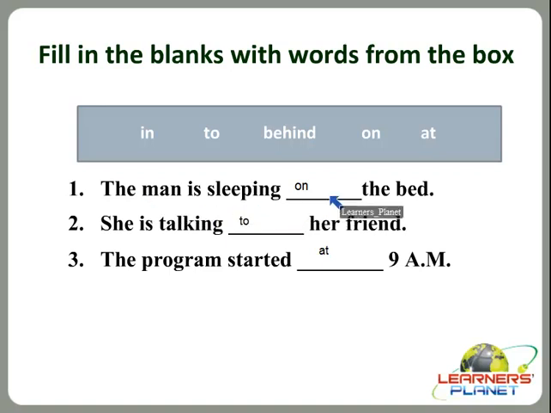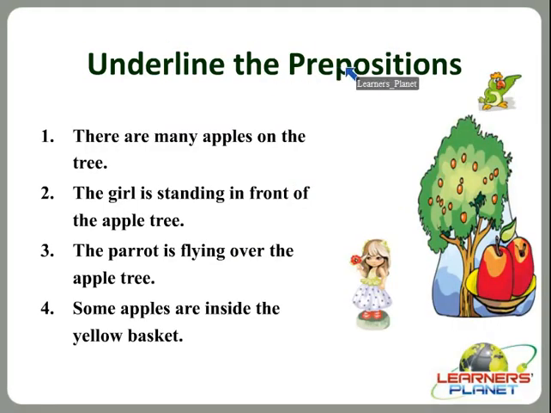The man is sleeping on the bed. She is talking to her friend. The program started at 9 a.m. Next, underline the prepositions. This is very interesting, students. Look at the picture. Before we start discussing the sentences, this is an apple tree. This is a basket, yellow basket having apples, red apples. Here is a parrot and here is a girl. Now let us read the sentences.